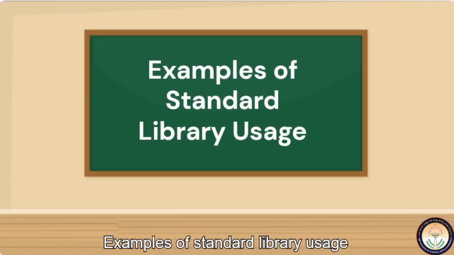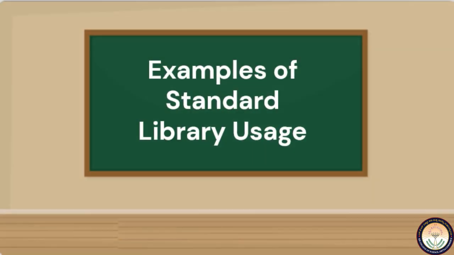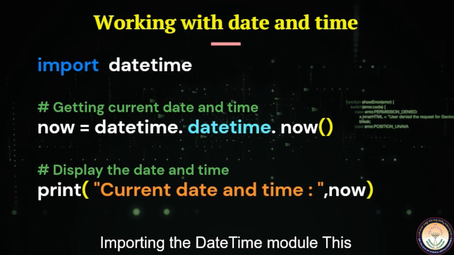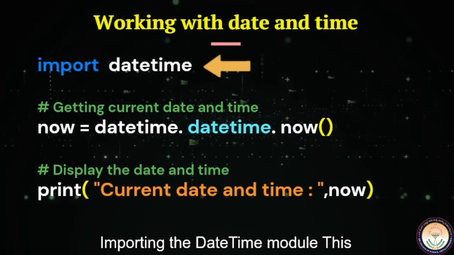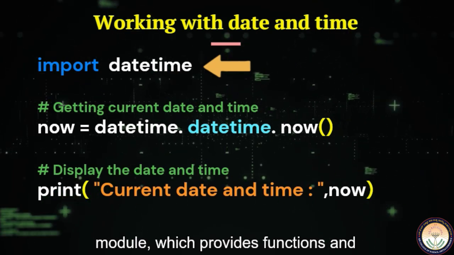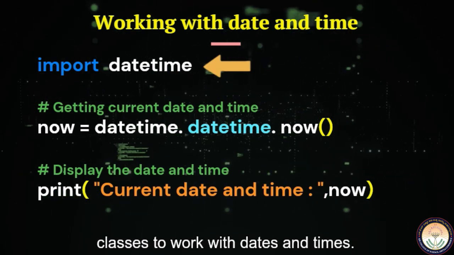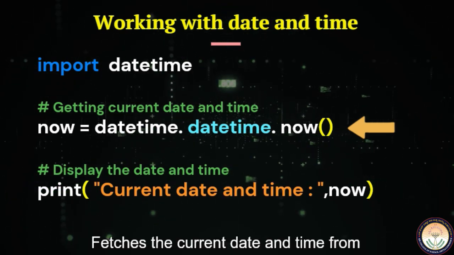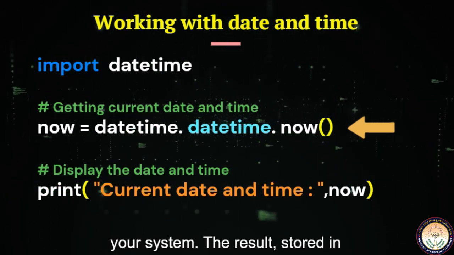Examples of standard library usage. Working with date and time. Importing the datetime module. This imports Python's built-in datetime module, which provides functions and classes to work with dates and times. Getting the current date and time. This fetches the current date and time from your system.